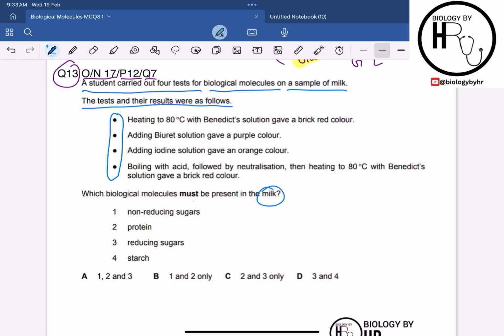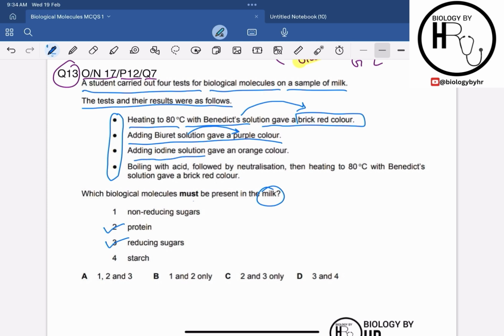So now let's begin. Heating to 80 degrees Celsius with the Benedict solution gave a brick red color. It means that the Benedict solution is changing its color from blue to brick red, which means that the reducing sugar is present. Adding Biuret solution gave the purple color. Biuret solution is originally blue in color, and if it's changing its color to purple, it means that the proteins are present in the solution.